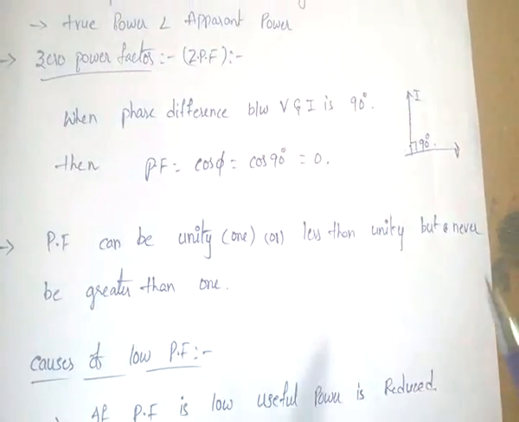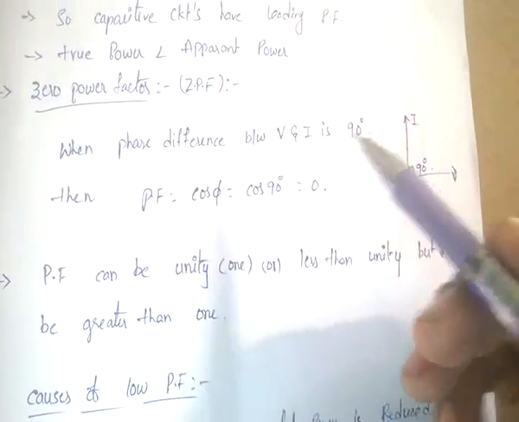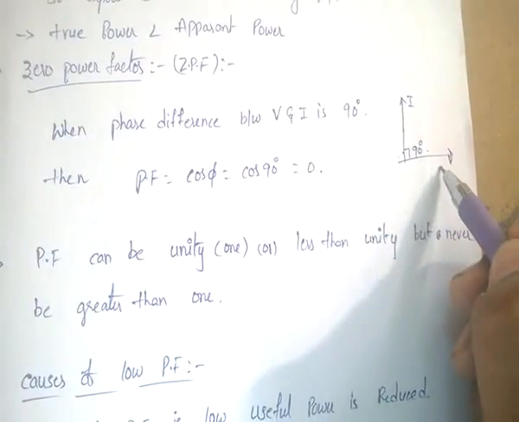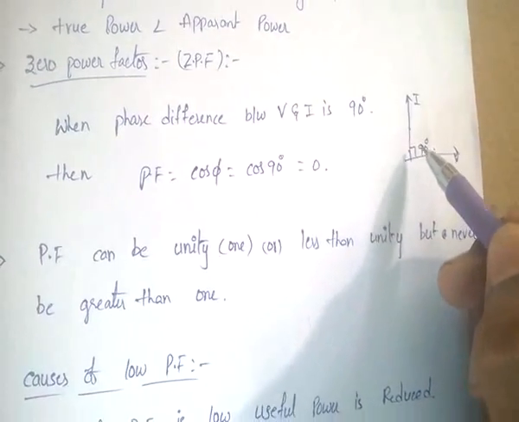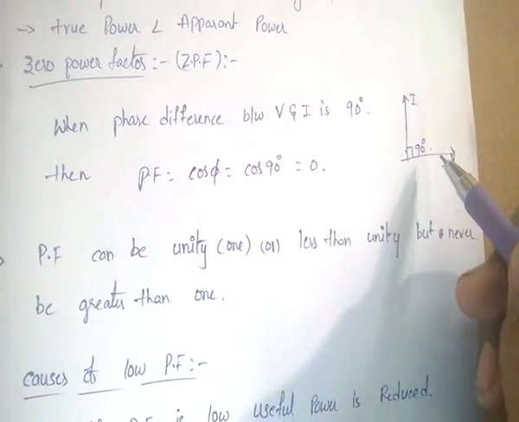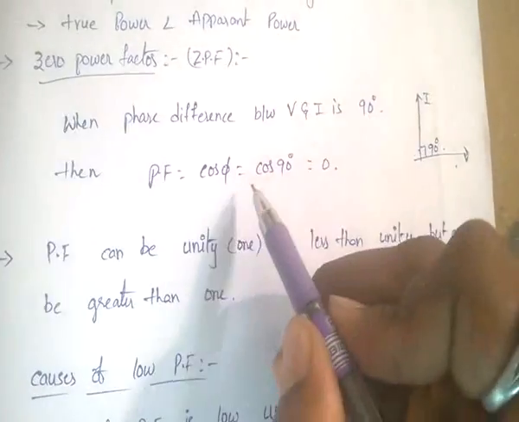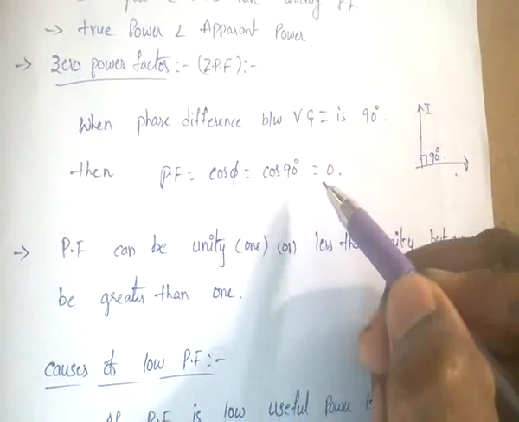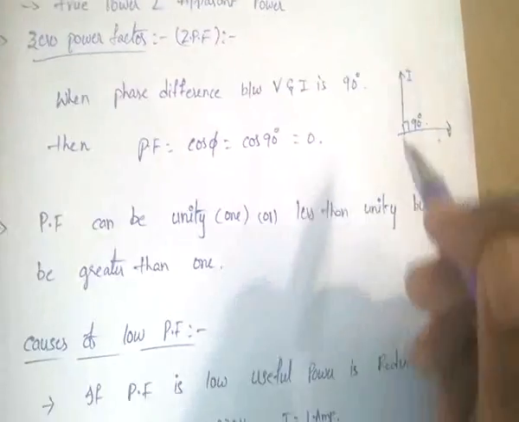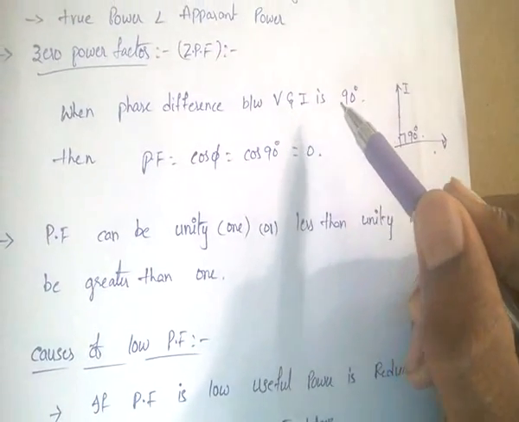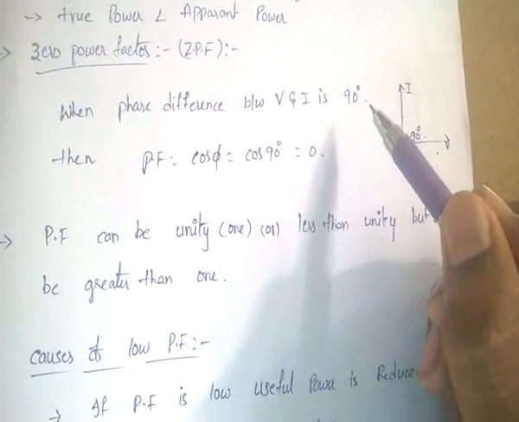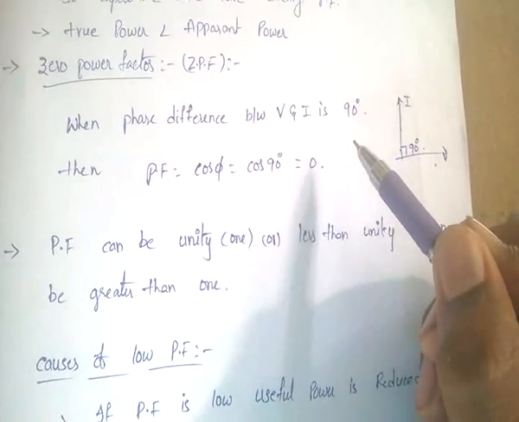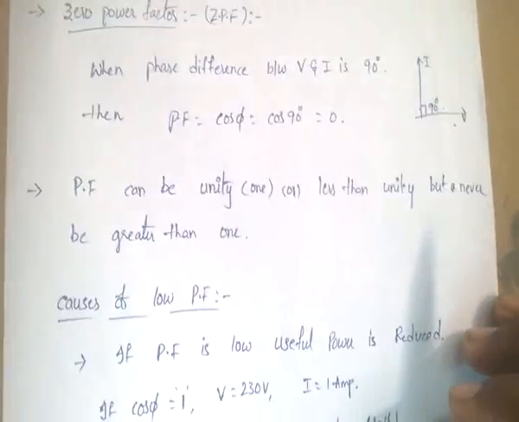What is zero power factor, ZPF? When the phase difference between voltage and current is 90 degrees, then power factor equals cos phi, which is cos 90 degrees. Cos 90 equals 0. That means zero power factor. For pure capacitors and inductors, the power factor is 0.